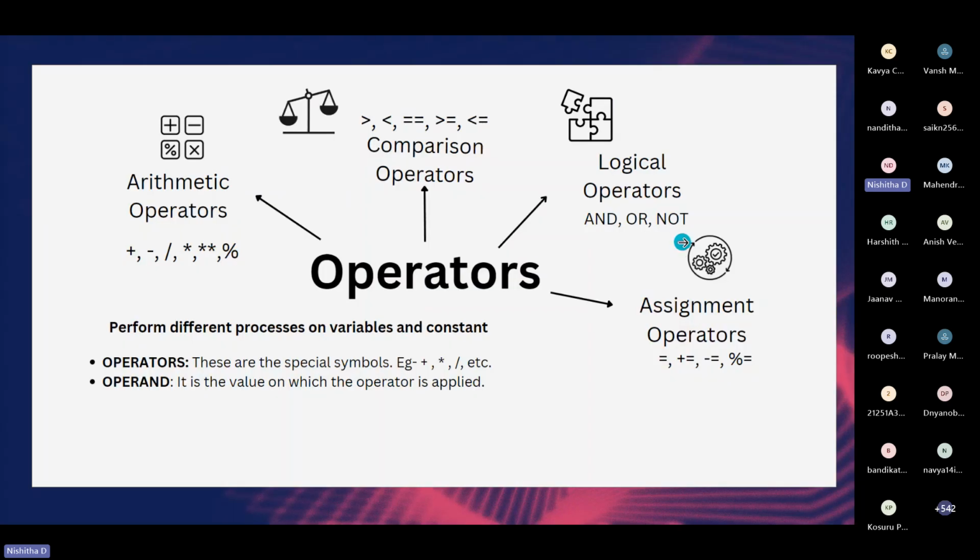So operators are used to perform different processes on variables and constants. There are many types of operators: arithmetic operators, comparison operators, logical operators, and assignment operators. They're nothing but symbols. And the value on which the operator is applied is called the operand. Okay, so let's go through some in detail.